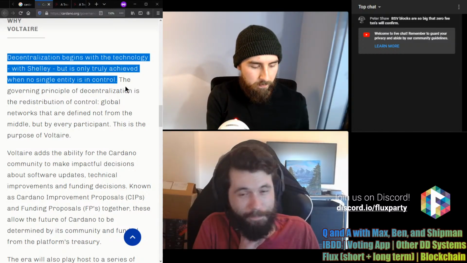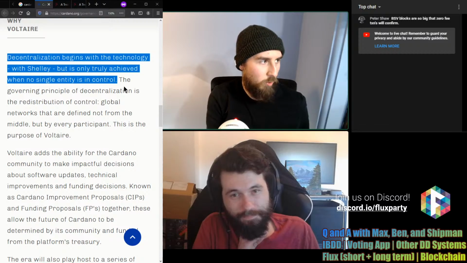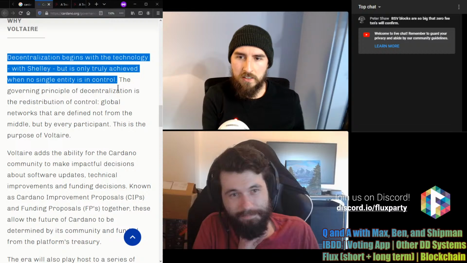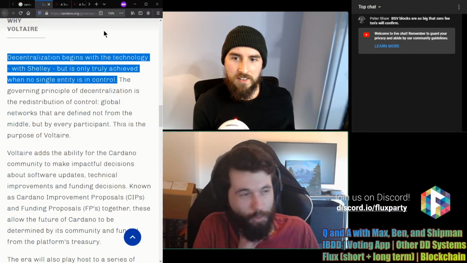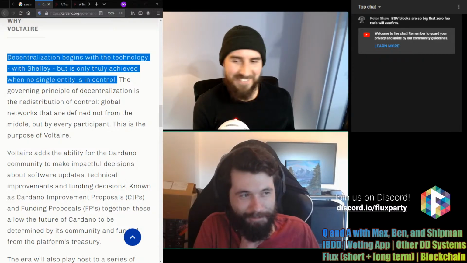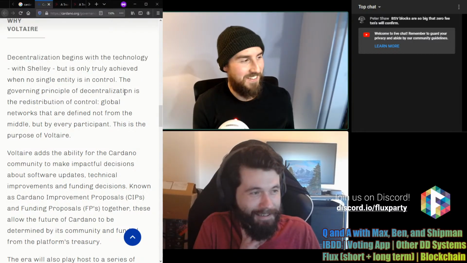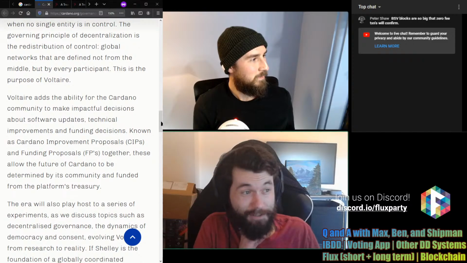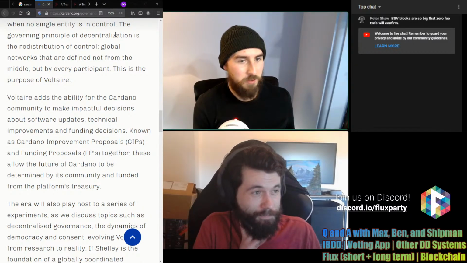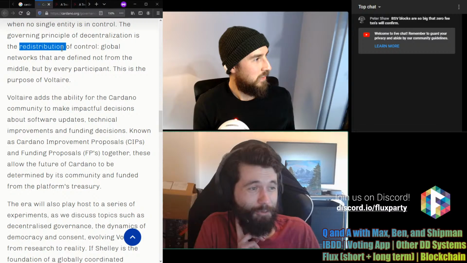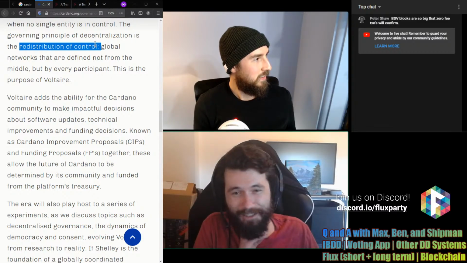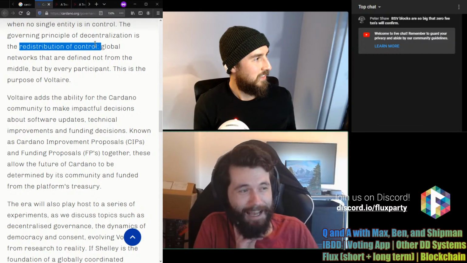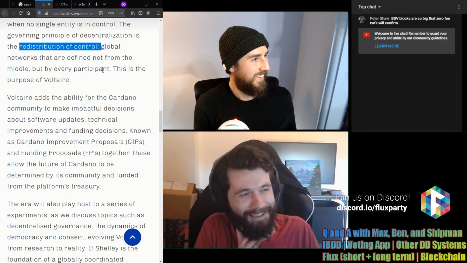Sorry. The roadmap plan is to move away from IOHK having any part of the governance. Okay, cool. Why don't they say that? Why did they write this instead of something else? Yeah, I don't know the answer to that. I'm not sure they do. Very possible. The governing principle of decentralization is the redistribution of control. The Oxford English Dictionary defines decentralization as a lack of centralization. Like, yeah.